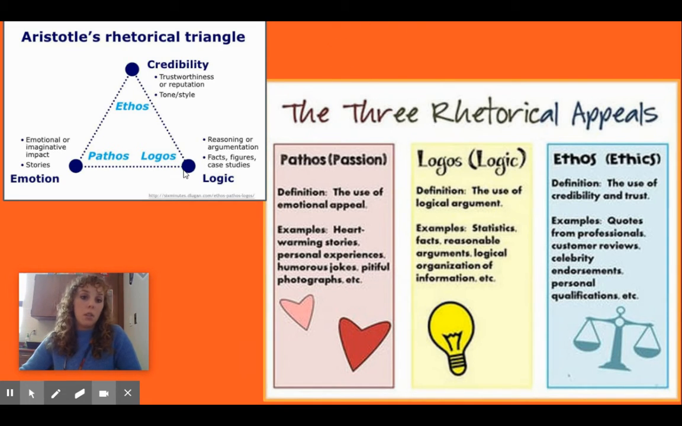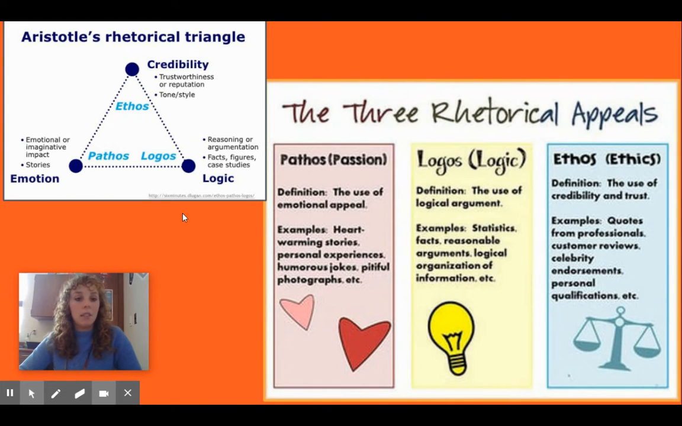Logic, or the logos, is referring to reasoning or argumentation. So that's presenting facts, figures, case studies, any evidence that can truly back it up to just make sense to your audience. Like that's the obvious way, a logical argument, basically.